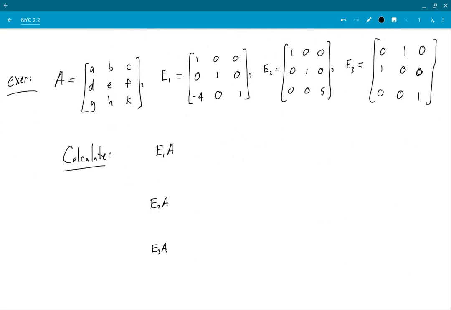So here's an exercise that will introduce our next topic. Pause, copy, and calculate these three things for me. Pause, copy, calculate.